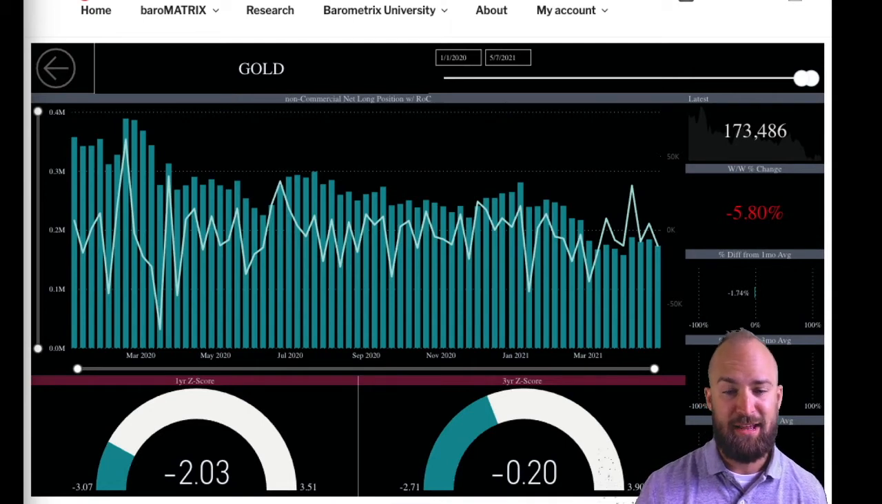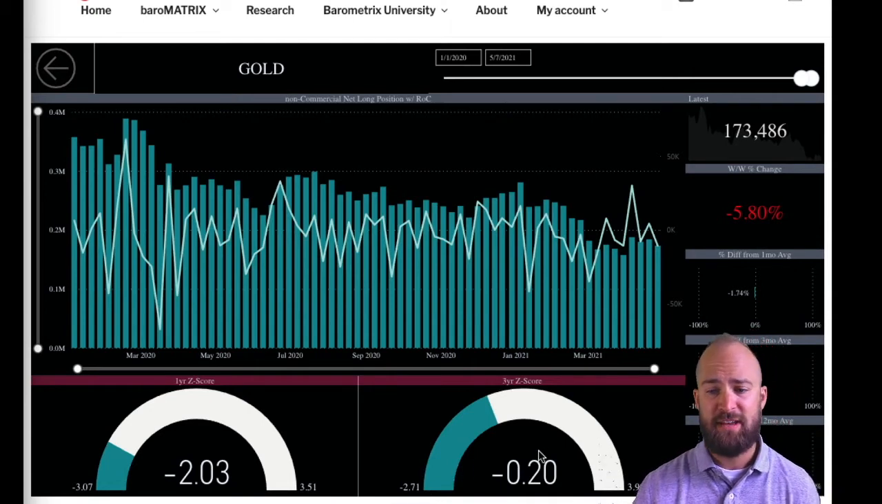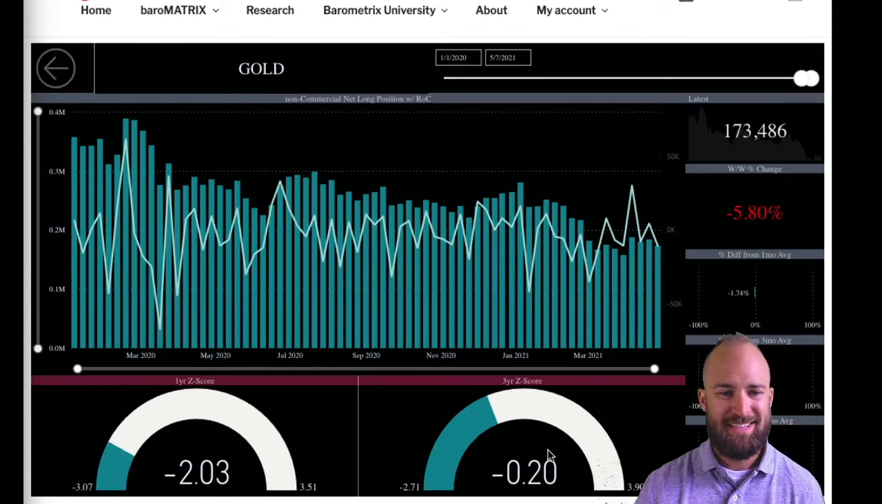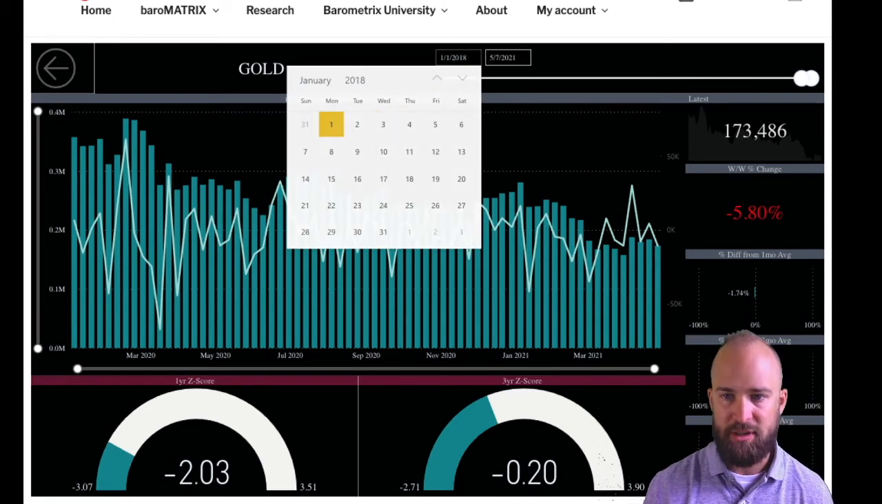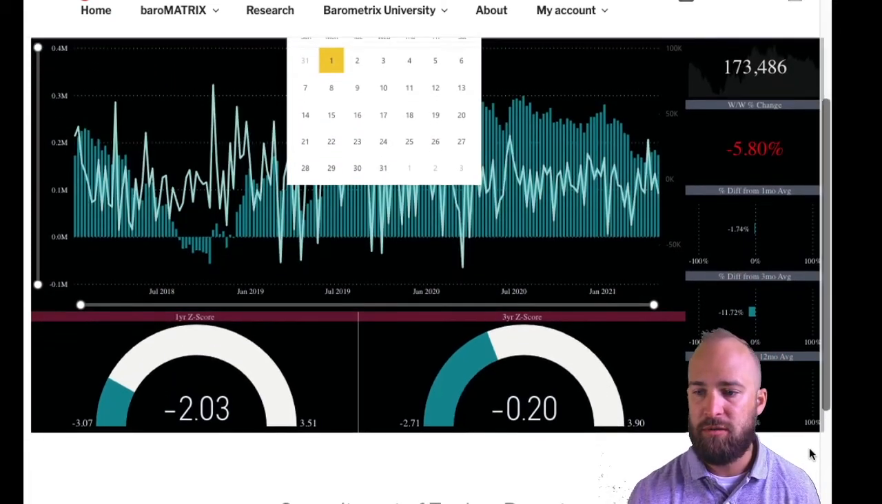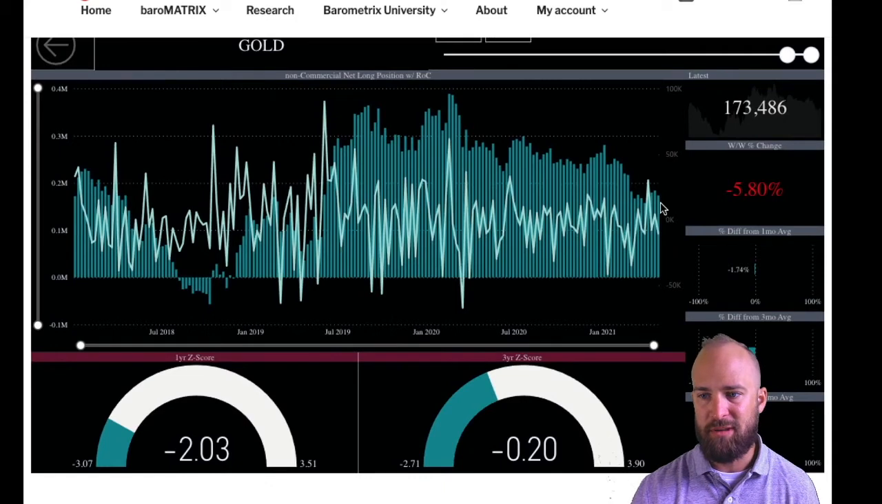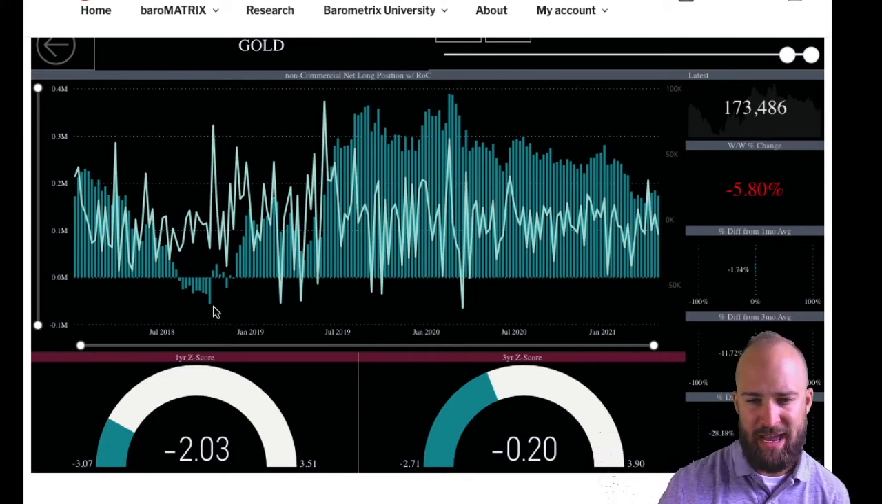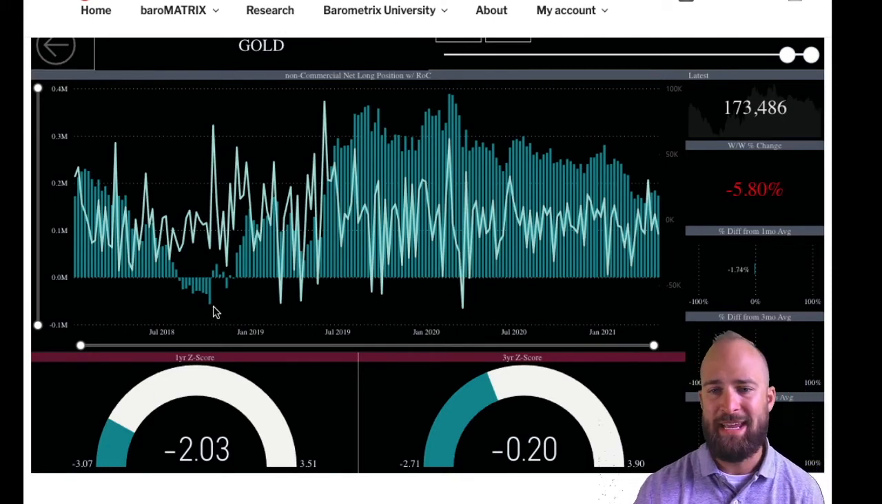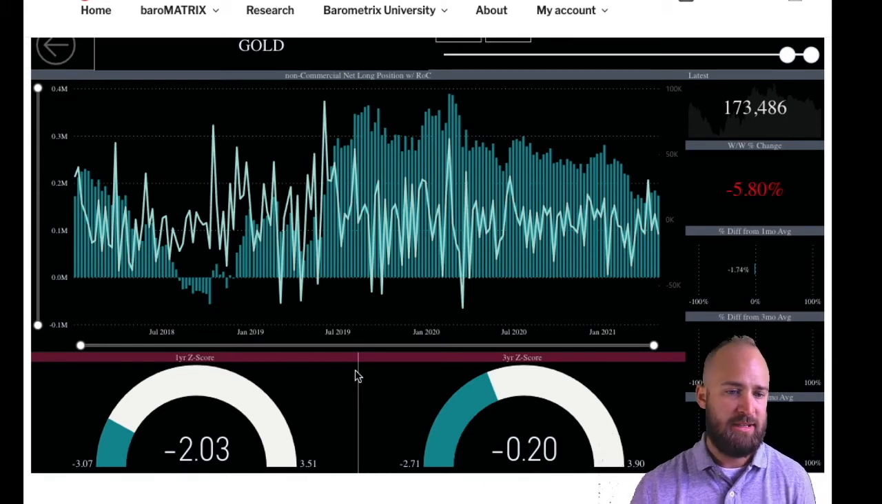But looking at the 3 year Z-score of negative 0.20 tells us that we're actually pretty close to the average over the last 3 years. So I'll pull this back to 2018 or so. We see that we're more in the middle of the range. You know, here we are right now. So that kind of splits the gap. We haven't actually been net short gold since, what's that, kind of Q3 2018. So definitely want to consider the longer term as well.